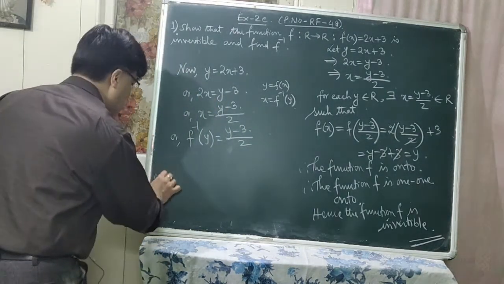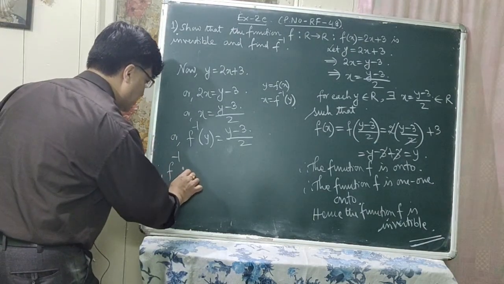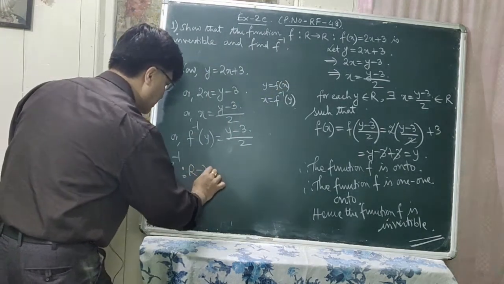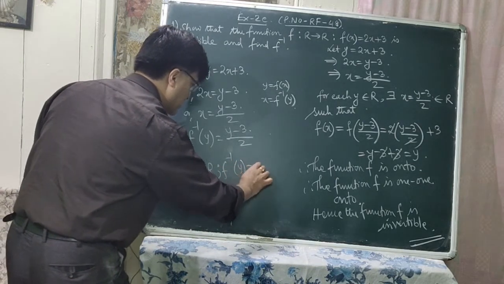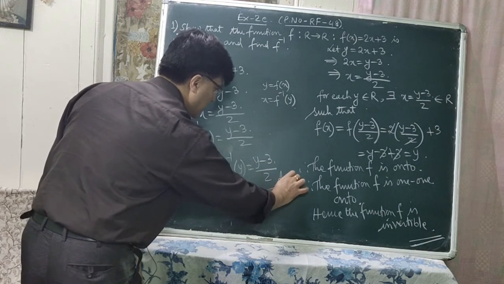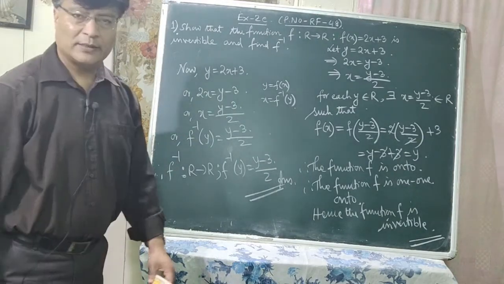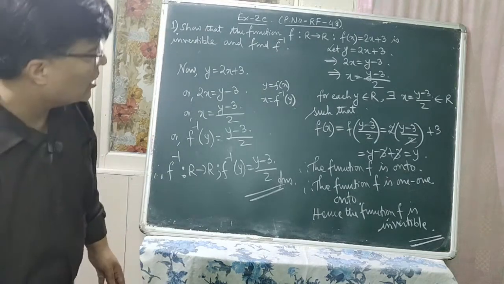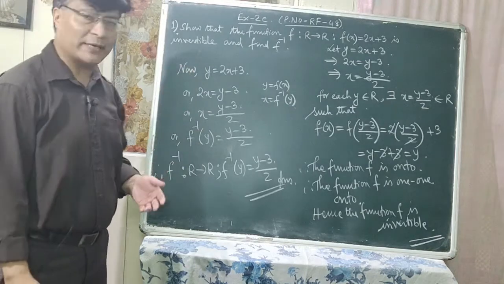So we can write down the answer as f inverse. This is the function f inverse, such that this is also real to real, defined as f inverse y is equal to y minus 3 by 2. So this is the answer for f inverse. So I think you have understood it. So you can copy it. This is a very important question. You may get a question like this in your HS examination. So you can practice it at home.